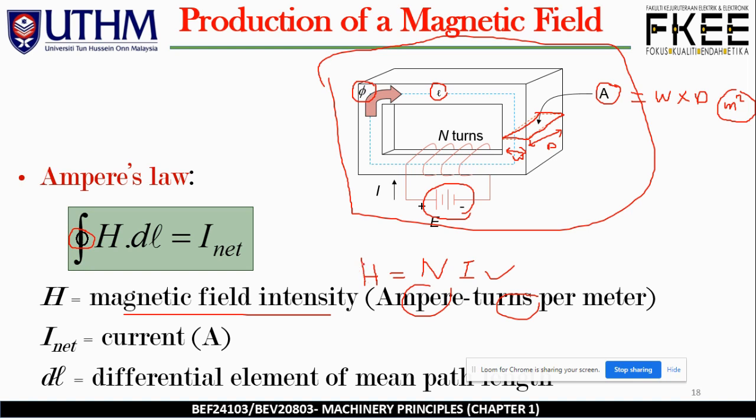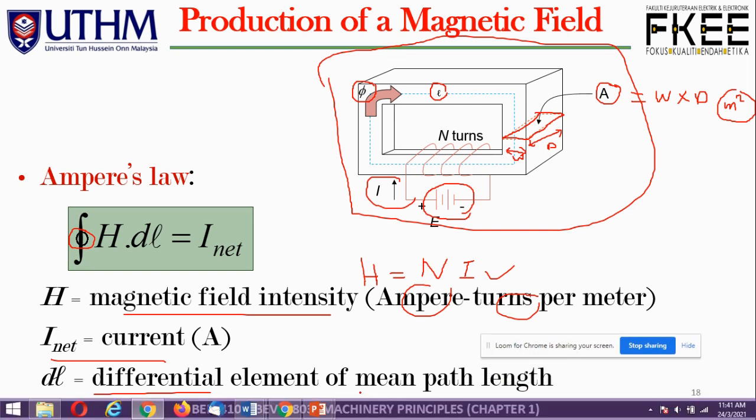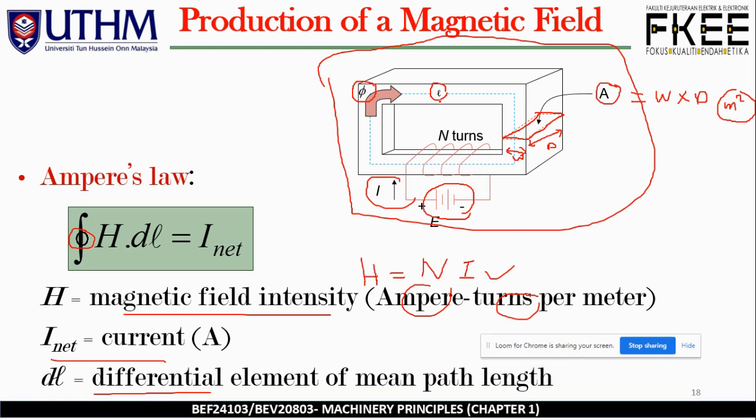I is the current over here, and then dl is a differential element of mean path length. This is the length, the mean path length of the core which allows flux to flow. This means the track of the flux flowing within the core is called the mean path length, denoted simply as L.